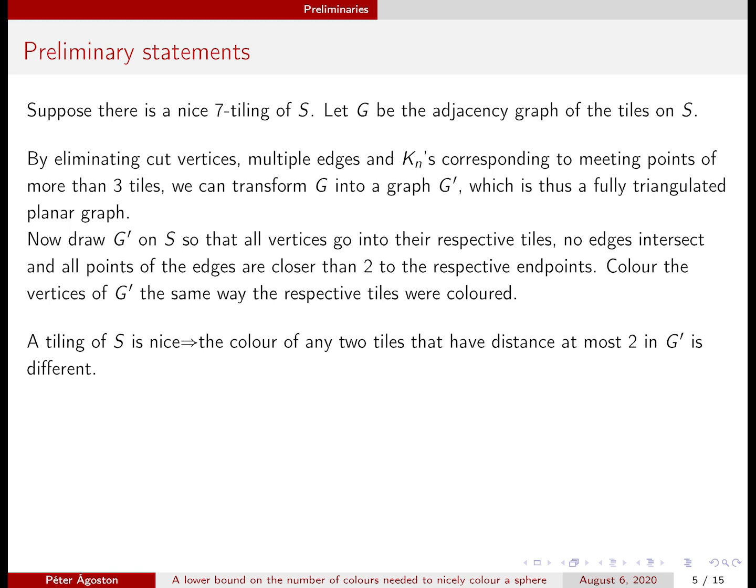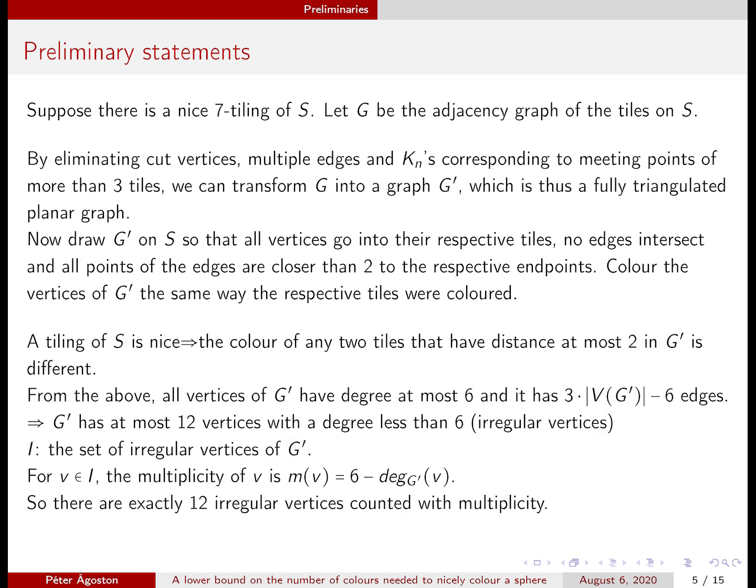It is enough to know that no 2 vertices with graph distance at most 2 have the same color, since if 2 neighboring vertices had the same color, they would correspond to tiles that have distance 0, which is a contradiction, while if they had graph distance 2, then their distance would still be less than 1, as their common neighbor would have diameter less than 1.